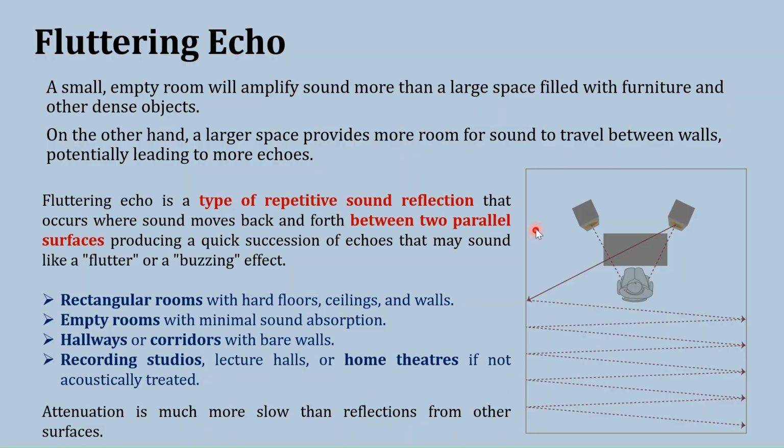So wherever we have two parallel walls, the chances of fluttering echo increase. It is different from reverberation because here, after reflection, the sound is heard as a second sound, but it is very fast, a quick succession of echoes, and in this case the decrease in the sound intensity is much slower in comparison to the reflection from other normal surfaces.